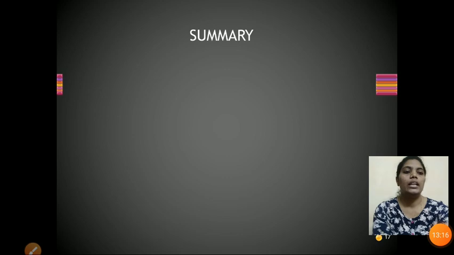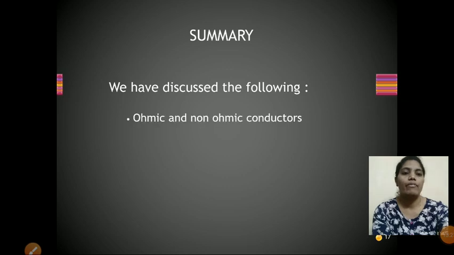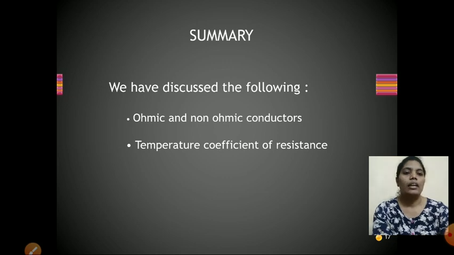So this is what we learned in today's session. Let us summarize what we learned. We have discussed ohmic and non-ohmic conductors, and we also learned about the temperature coefficient of resistance.